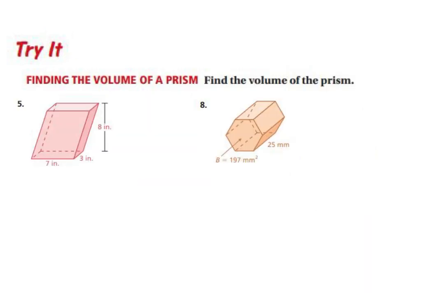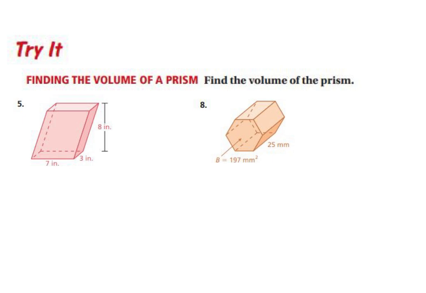So here are 2 more try-its. Find the volume of the prism, the slanted parallelogram-ish prism for number 5. And then number 8, that has 6 sides. So that's actually called a hexagonal prism. Please notice you're already given the area of the base. So go ahead and find the volume of these 2.